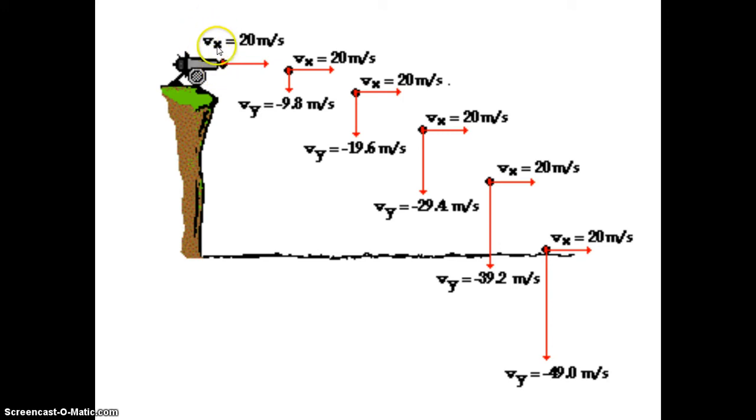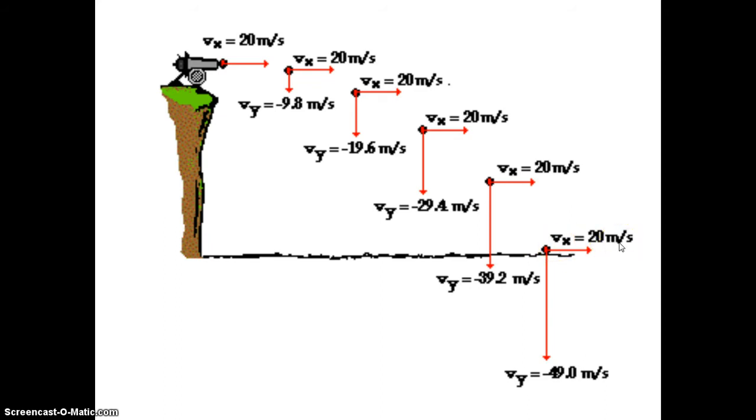As you can see, the initial velocity in the x direction is 20 meters per second horizontally. There is no vertical motion to start off with, so your initial velocity in the vertical would be 0. If we look 1 second later, notice that the velocity in the x direction, the horizontal motion, is still 20 meters per second. And that continues throughout the entire motion of the object. So even just as it's about to strike the ground, it is still moving horizontally at 20 meters per second.